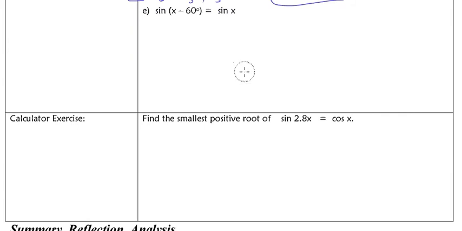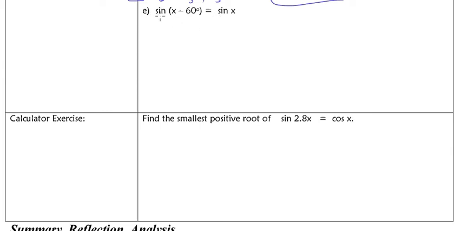And so you have sine of x minus 60 equals sine of x. Notice that we have x both inside of our sum or difference of angles as well as just a sine of x. Because of that, we're going to need to use our angle identities to break this down into all of its pieces and then solve from there.